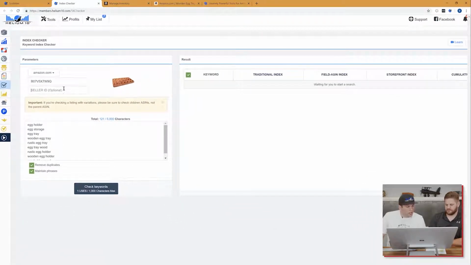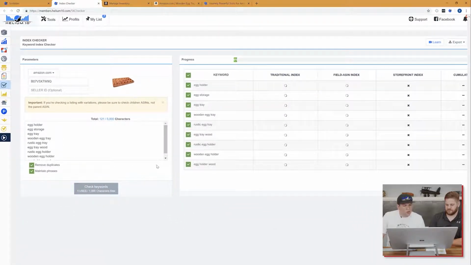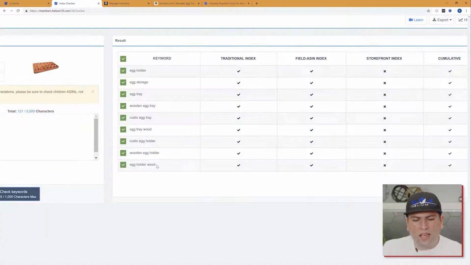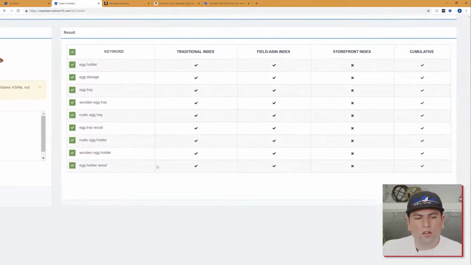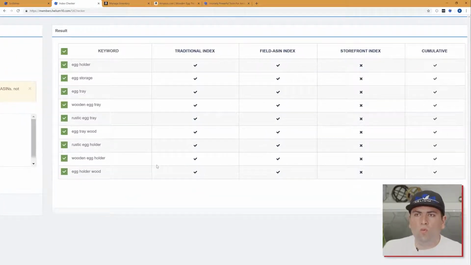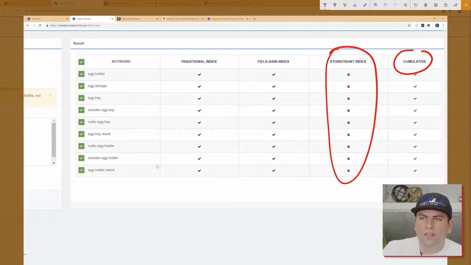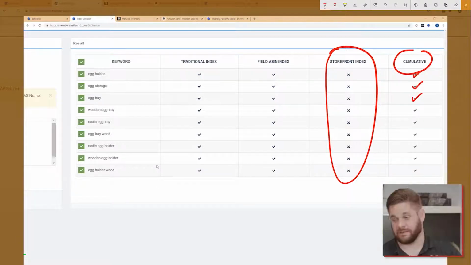So here I've got all these keywords in here. I'm going to click check keywords, and it is letting us know. And look at that. All right, so what you're looking at in the Index Checker results, what you want to see is the cumulative column. Notice how all of these have an X. That's because I didn't enter that storefront ID. So the fact that this is check-marked on every single one means what, Tim? It means that our keywords are being connected to this listing, which means that we have done something right, and now we can move on to building out our PPC test campaigns.